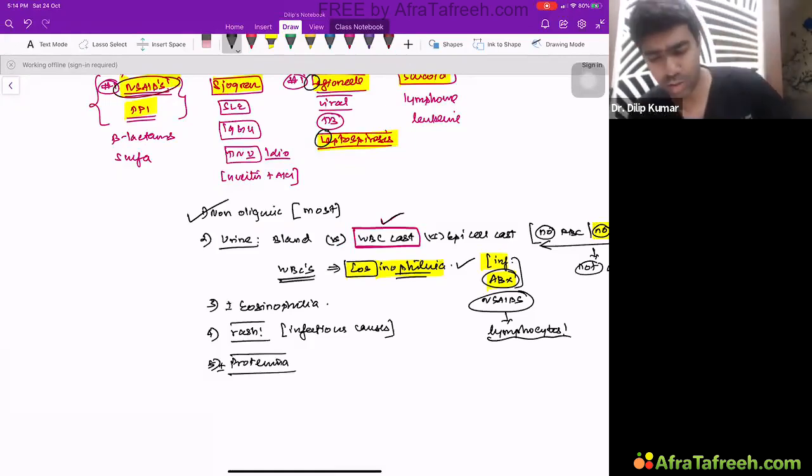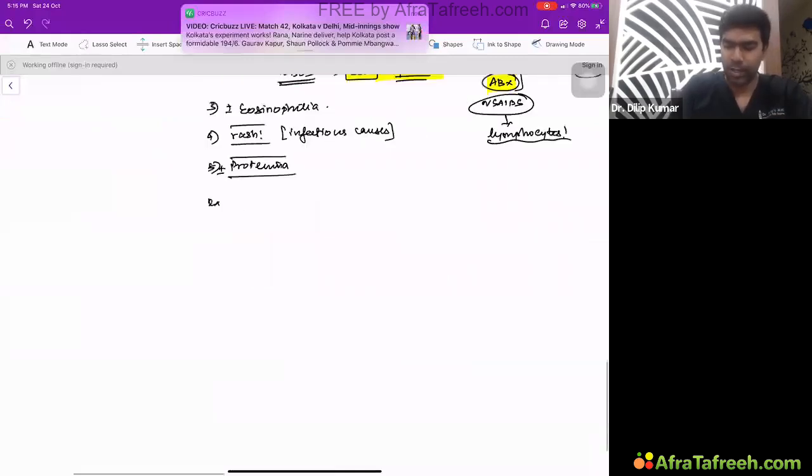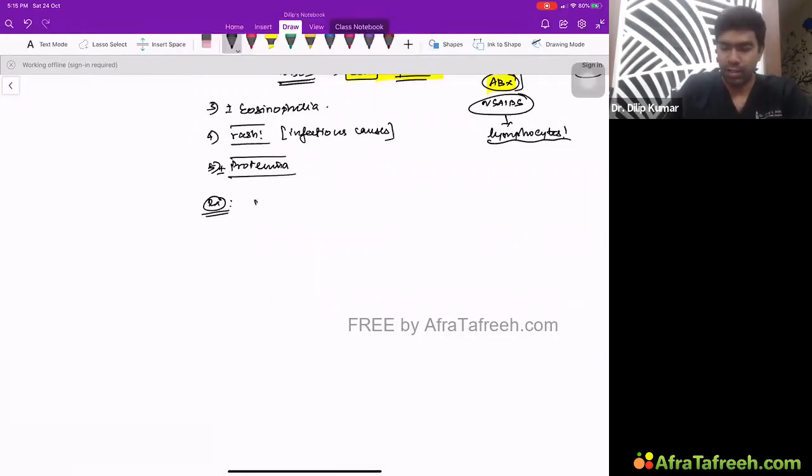As far as treatment of AIN is concerned, it is usually supportive: stop the offending agent, or treat the underlying cause. That's very, very important.